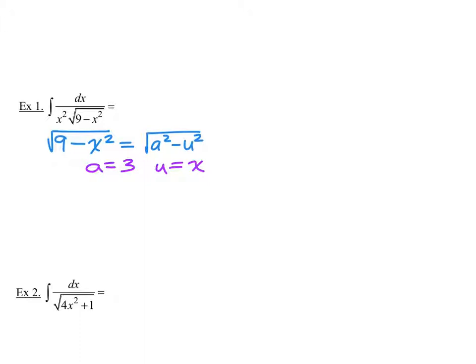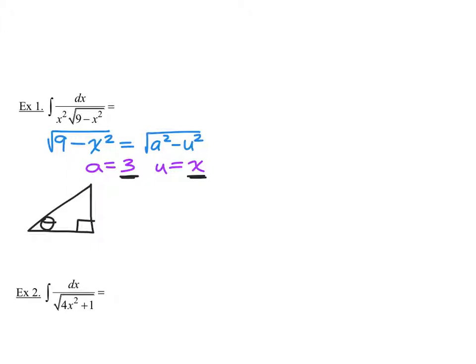All right, so we have an a value and a u value. What we want to do is construct a triangle with some angle theta that would allow us to place the a and the u, specifically the 3 and the x, in such a way that the remaining side will equal the square root of 9 minus x squared. So the square root of a squared minus u squared.